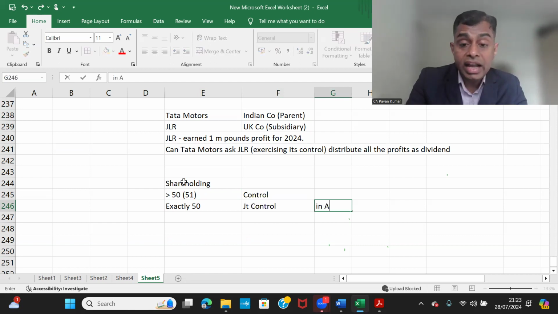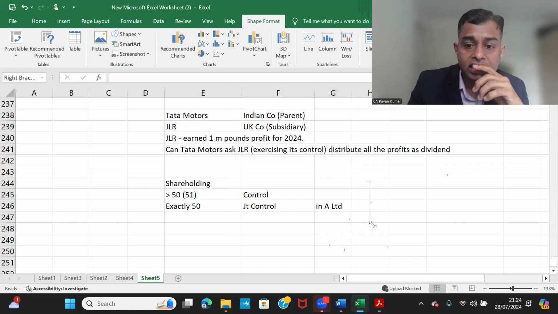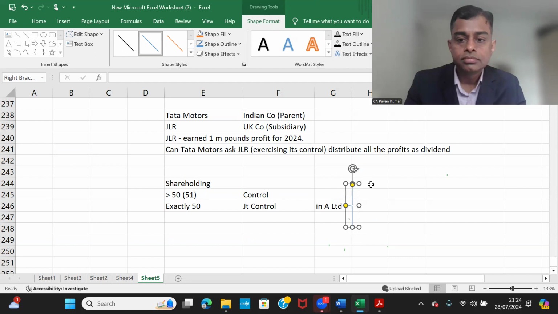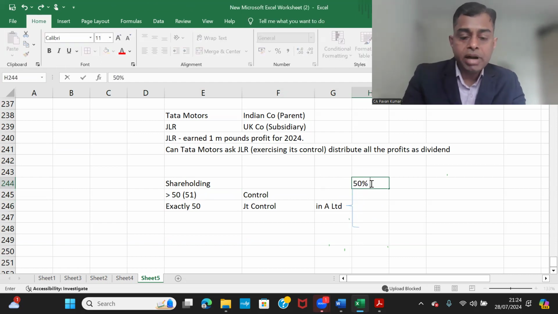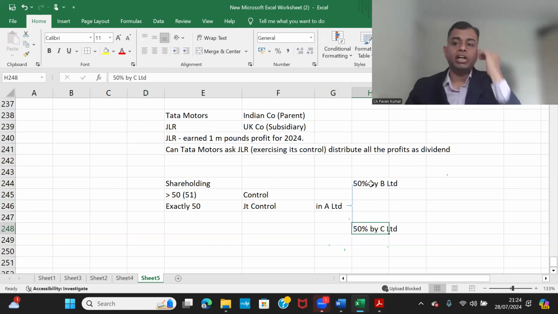If in A Limited the shareholding pattern is like this: 50% of shares are held by B Limited and 50% by C Limited, then we say B Limited and C Limited jointly control A Limited.